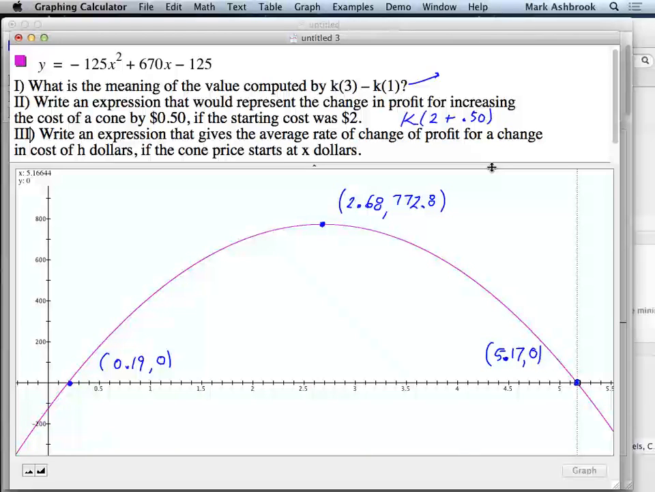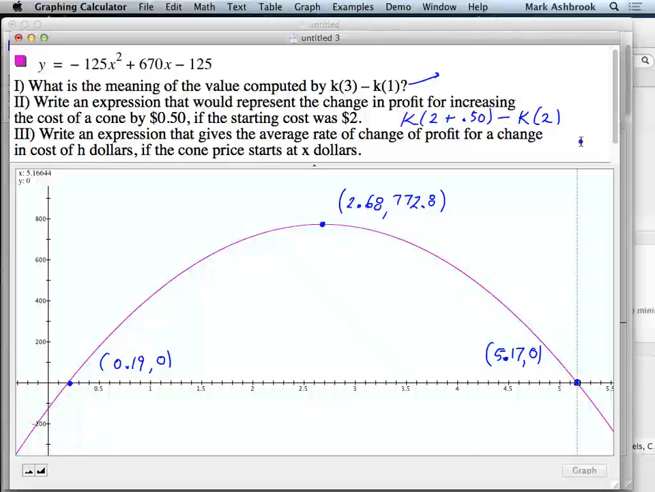So we want the change in profit, minus K plus K2. Is this your final answer? What about that? Change. So here's the profit at $2.50. That's the profit at $2. So this is taking the final profit minus the initial profit, which gives you the change in profit from when a cone is $2 to when a cone is $2.50.